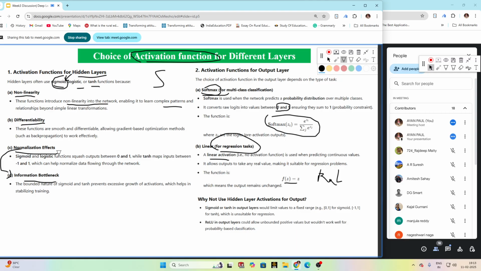Yeah, this is common for all three. But why specifically sigmoid, logistic or tanh? Is there any reasoning behind using these three different activation functions? Okay, so I understand this is common in between, but why not logistic, why not tanh?